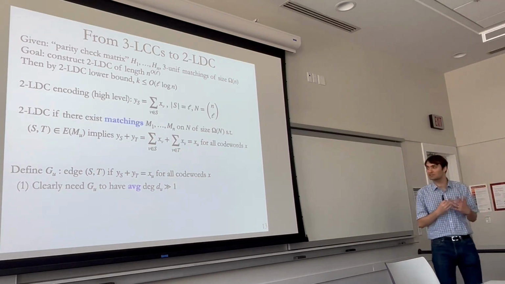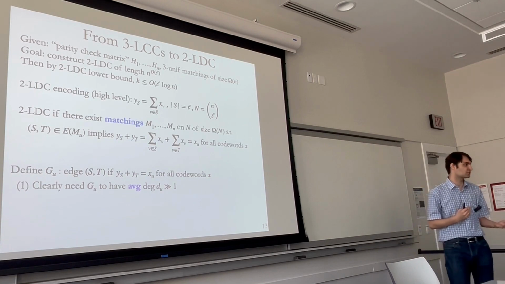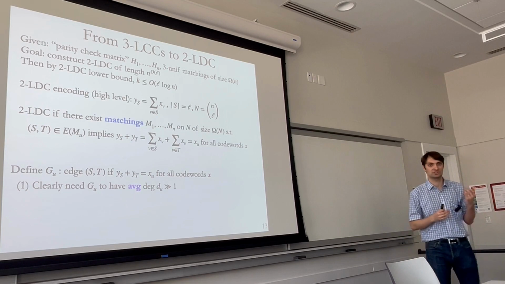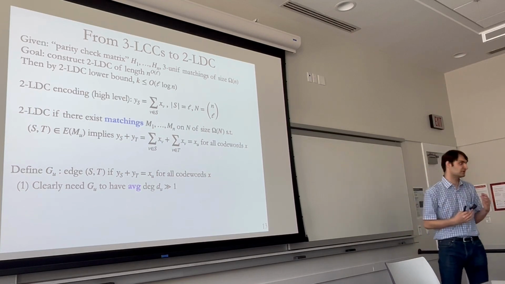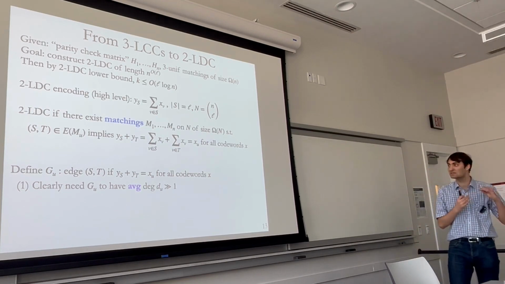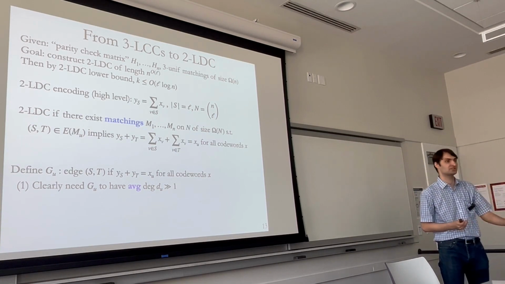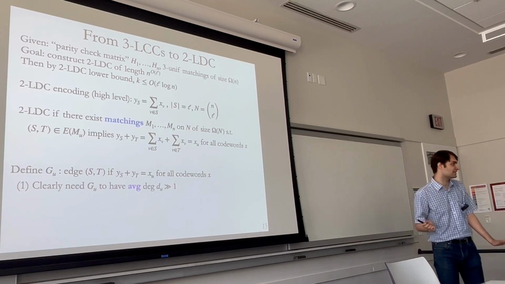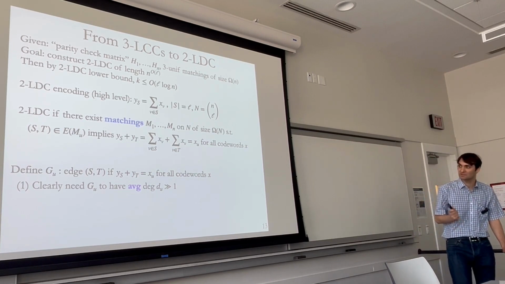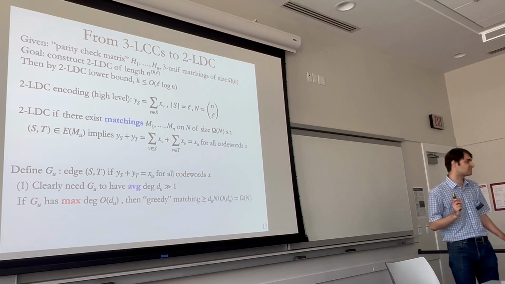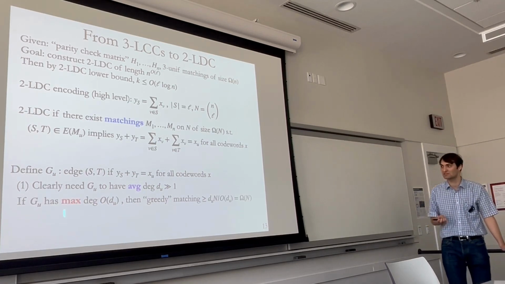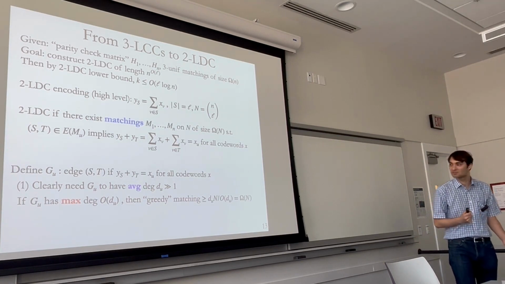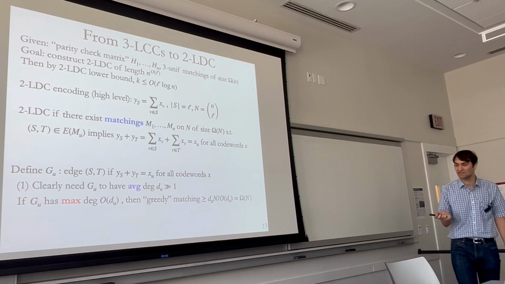And very clearly for this to happen, this graph needs to have large average degree. Because if its average degree is smaller than some constant, there simply are not enough edges in the graph for it to have a large matching. Even if the matching contained every single edge in the graph, you simply do not have enough edges to have a large matching. So the graph clearly needs to have large average degree. The second thing is if the graph actually has bounded max degree, meaning its max degree is some constant times the average, then if I just form my matching greedily, I will actually recover a matching of size omega n.